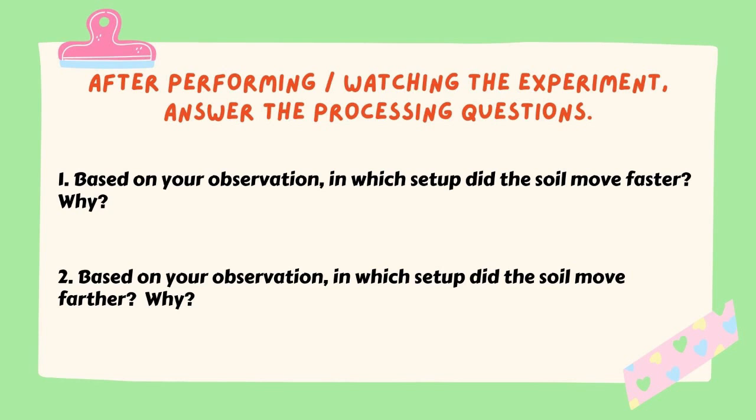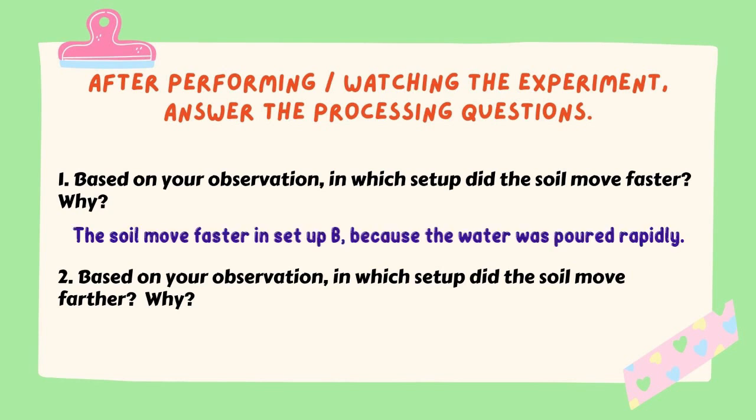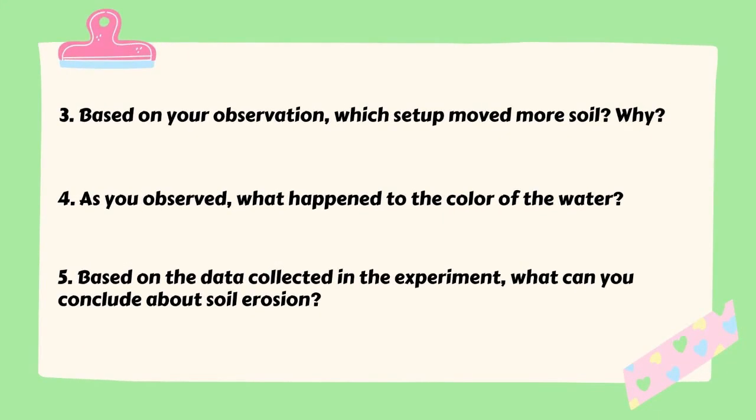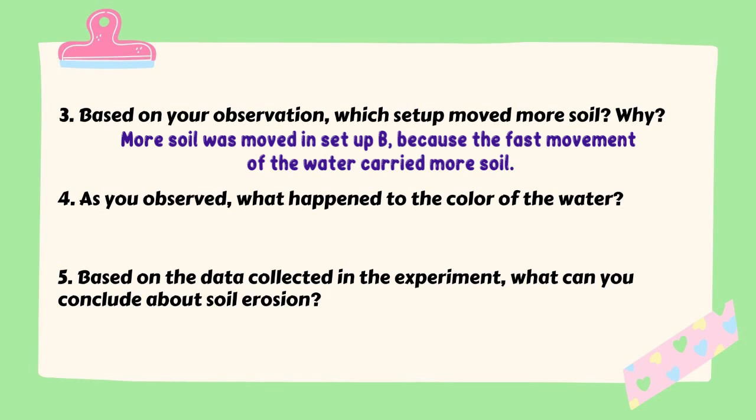Number 1. Based on your observation, in which setup did the soil move faster, and why? The soil moved faster in setup B because the water was poured rapidly. Question number 2. Based on your observation, in which setup did the soil move farther, and why? Based on my observation, the soil was moved farther in setup B because the soil was carried by the rapid movement of the water. Question number 3. Based on your observation, which setup moved more soil, and why? More soil was moved in setup B because the fast movement of the water carried more soil.